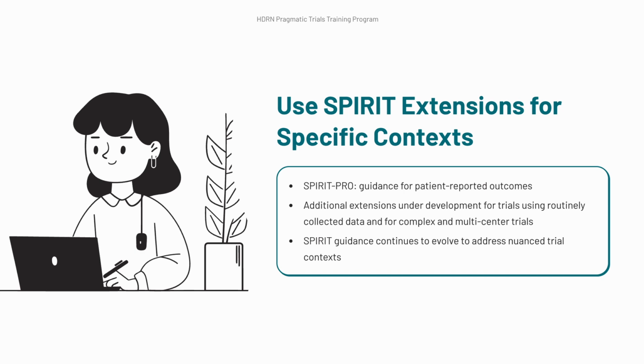For example, SPIRIT-PRO provides guidance when patient-reported outcomes are included. Other guidance is emerging for trials using routinely collected data, and for complex or multi-center trials. So it's worth checking whether a SPIRIT extension fits your design.